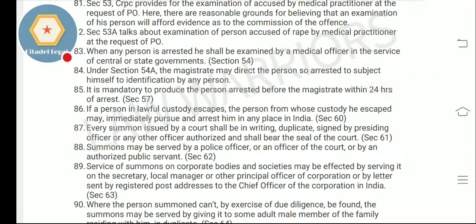Now, what does section 60 say? If a person in lawful custody escapes, the person from whose custody he escaped may immediately pursue and arrest him in any place in India. That has been provided in section 60. So if any person escapes from any lawful custody, in such a case the custodian has the power to pursue that person throughout the territory of India. There will be no bar as to the jurisdiction.